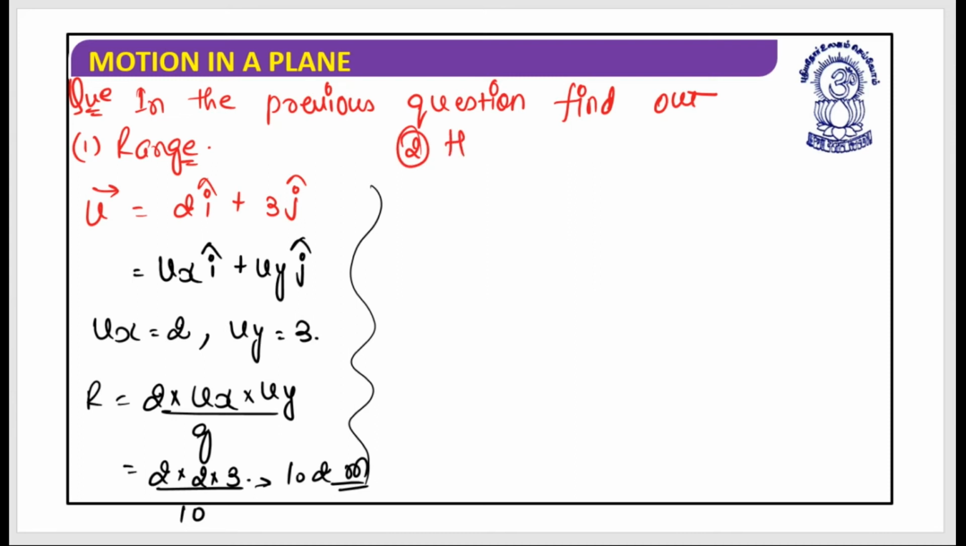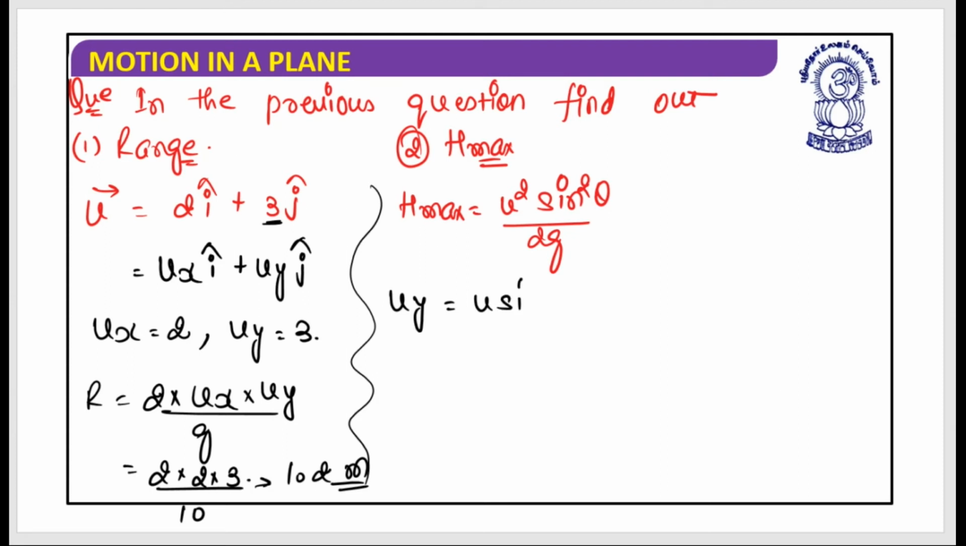Second, you require H max. Now, what is H max? It's u square sine square theta divided by 2g. Here u sine theta is uy, so H max can be written as uy square divided by 2 into g. Uy is 3, the square of 3 is 9, divided by 2 into 10, which is 20. So H max is 9 by 20 meter. Is it clear? This is the value of H max.